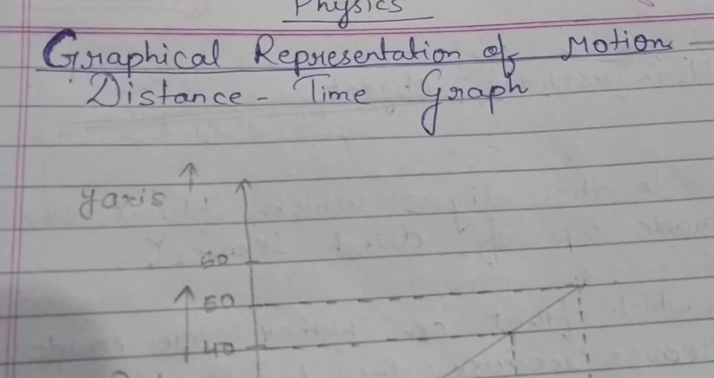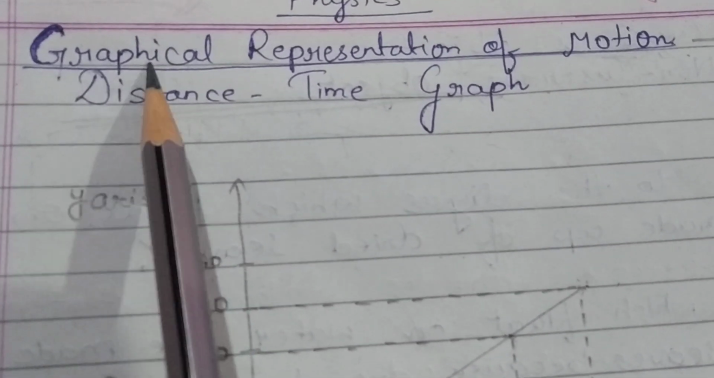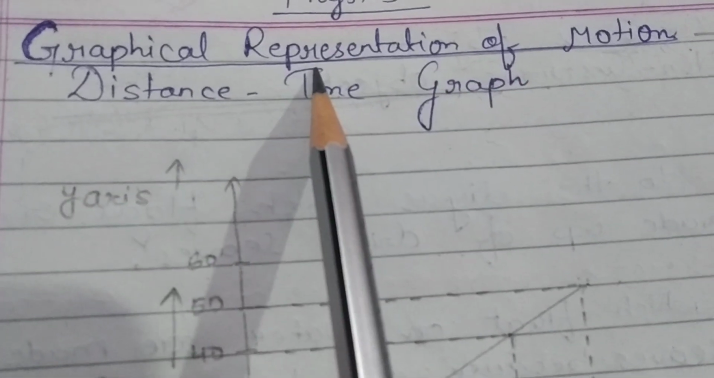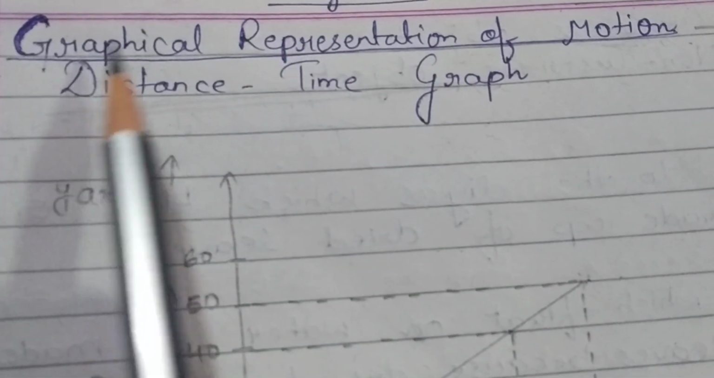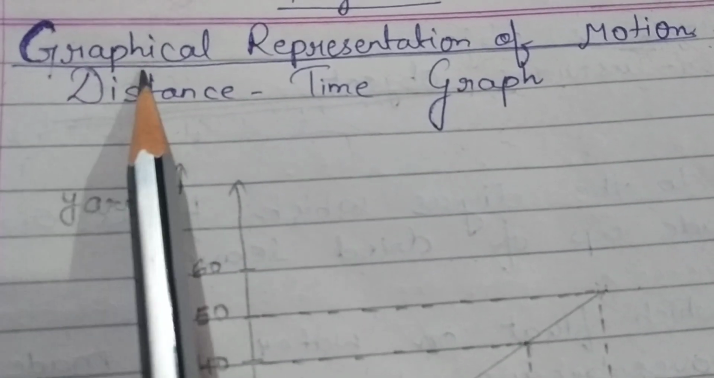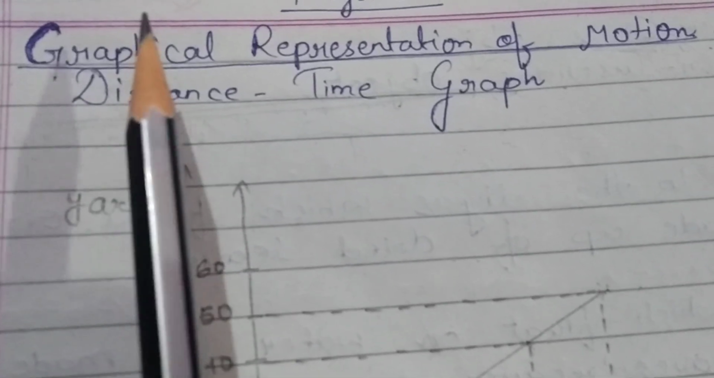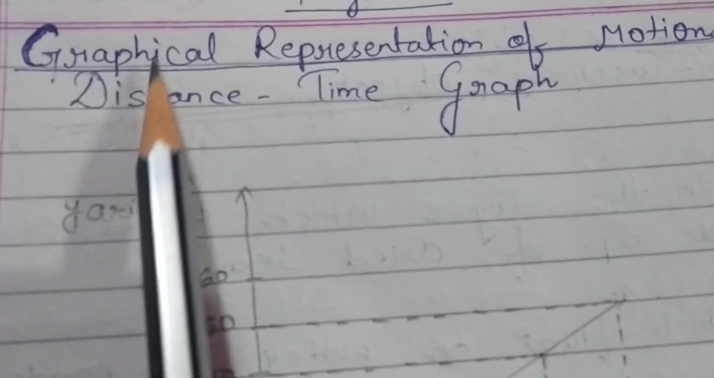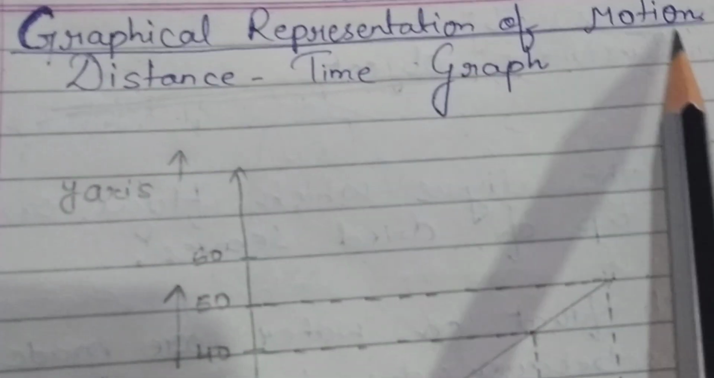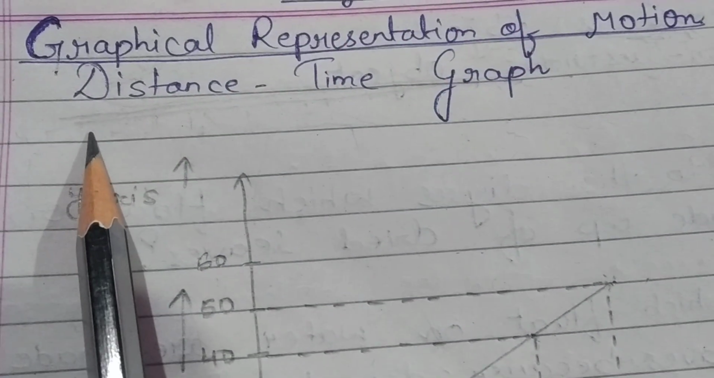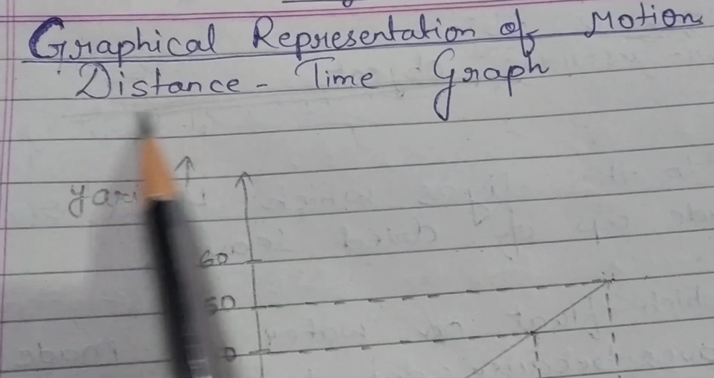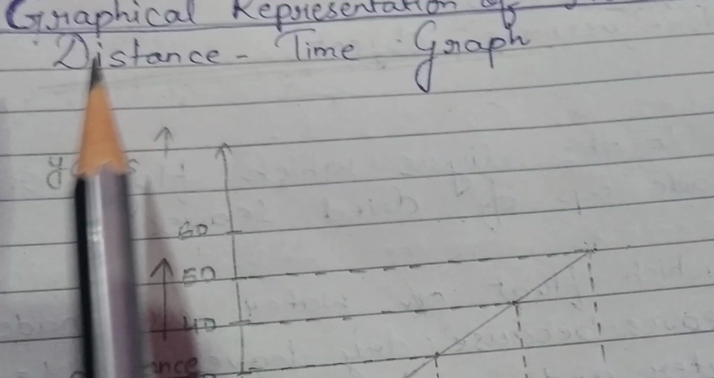Hello students, today we discuss the graphical representation of motion, that is, how motion is represented through graphs. Now what is a graph? A graph is a diagram which shows the relationship between two variable quantities. For motion, the two variable quantities are distance and time. So we discuss the distance-time graph.